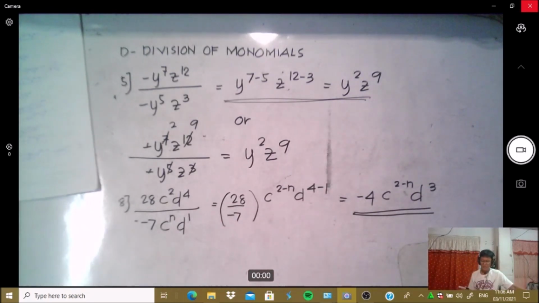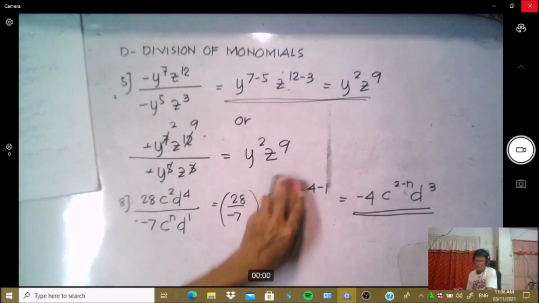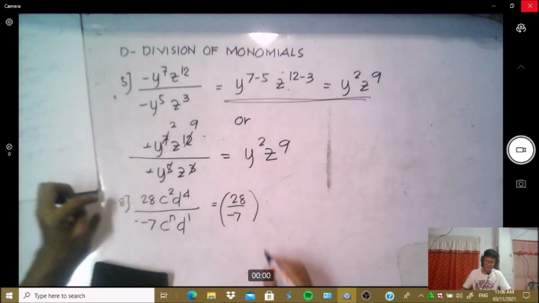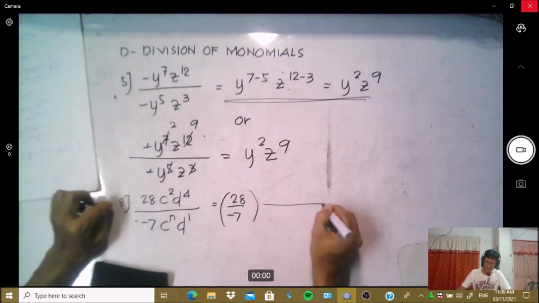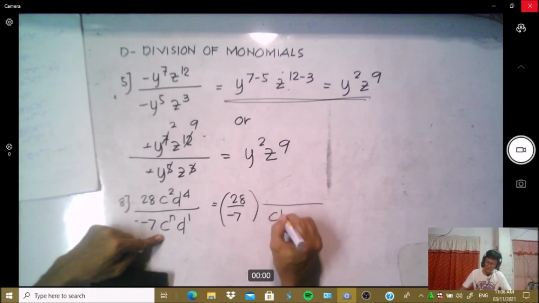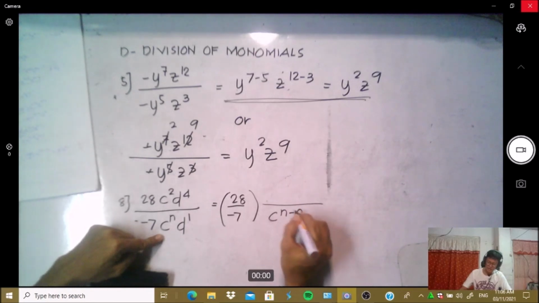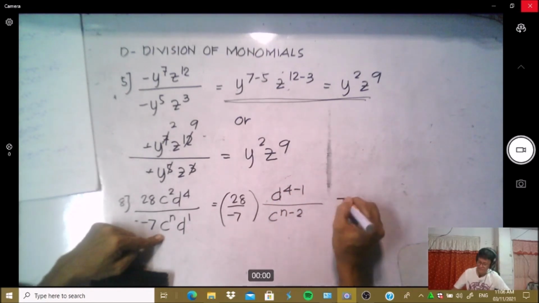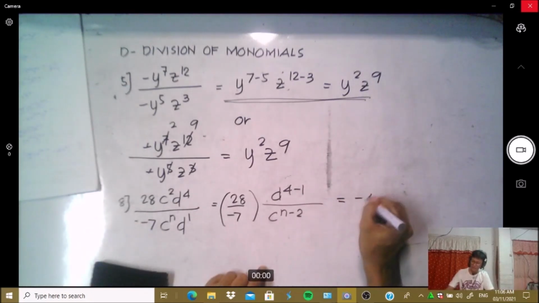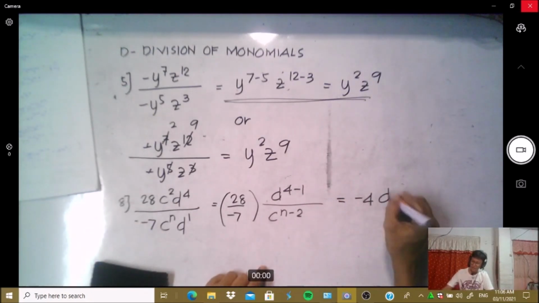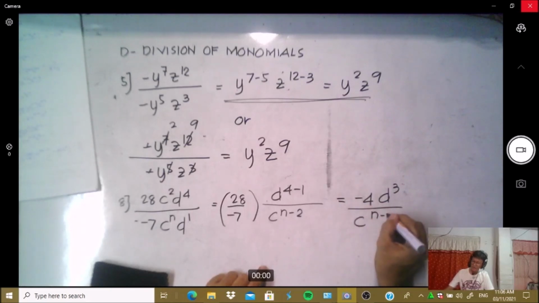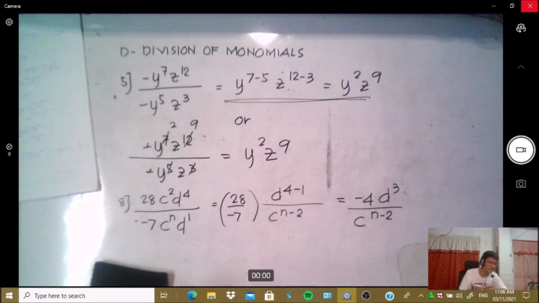Or we can also do this way, that we have 28 over 7, then we have c raised to n minus 2, then d raised to 4 minus 1. So we have negative 4 d cubed over c raised to n minus 2. They are actually the same, and they are correct.